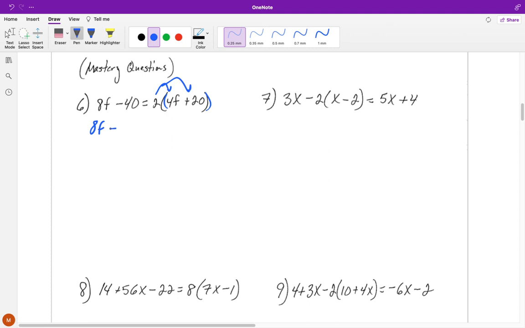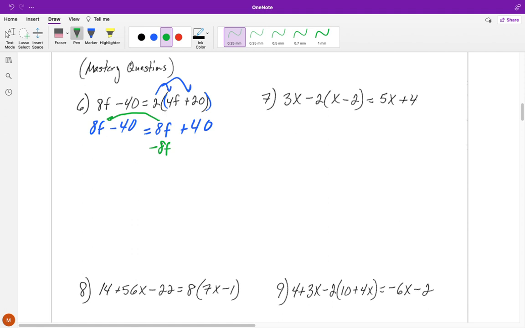So 8f minus 40 is equal to 8f plus 40. Something should start to jump out at you about this particular question. Once we do this, we look for, can we combine like terms? And there's nothing I can. So now I look to isolate my variable. And to do that, I need to move my variables to one side of the equation. So I'm going to move my variables to the left.